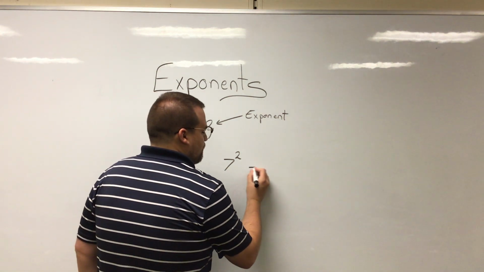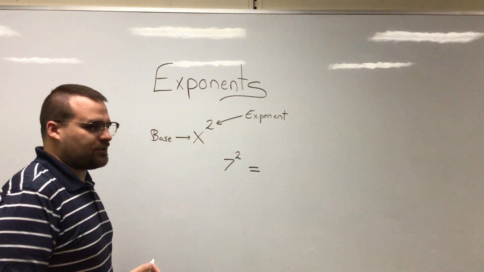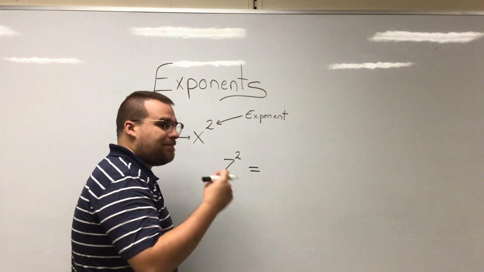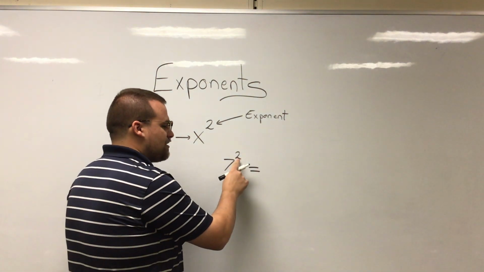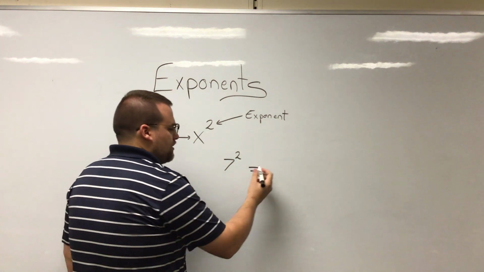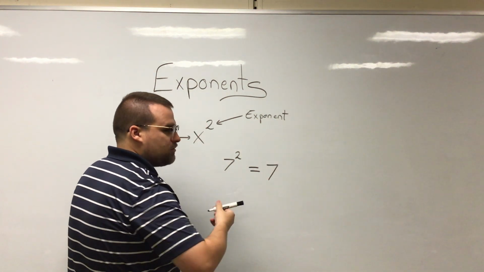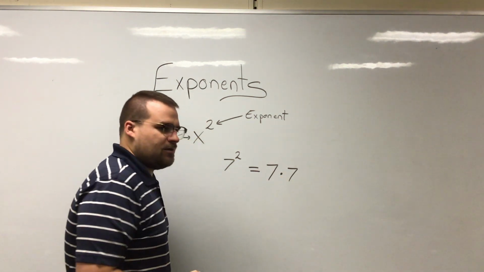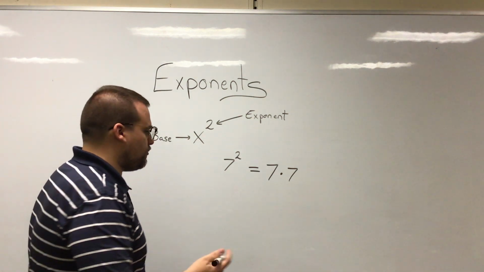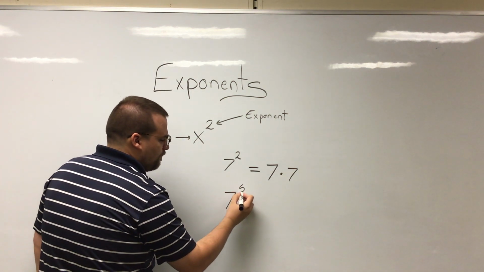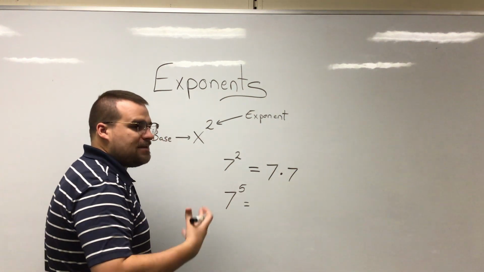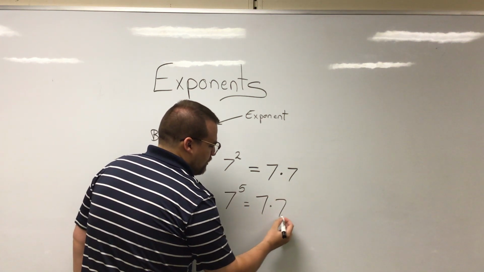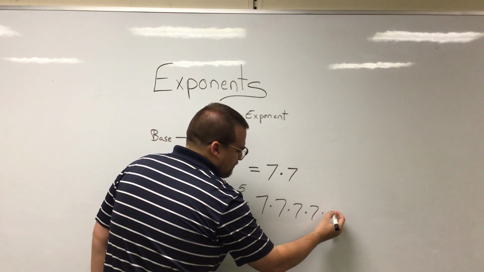So here's what this means. An exponent tells us that we are going to take this base number and multiply it by itself this many times. So this means we are taking 7 and multiplying it by itself 2 times. So 7 times 7. Now to just give a further example of that, if it was 7 to the 5th, then we would be multiplying 7 by itself 5 times, such as 7 times 7 times 7 times 7 times 7.